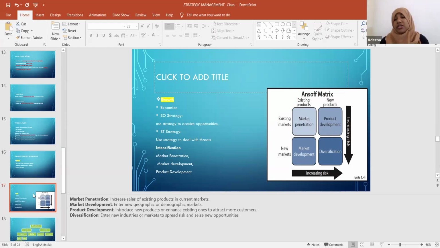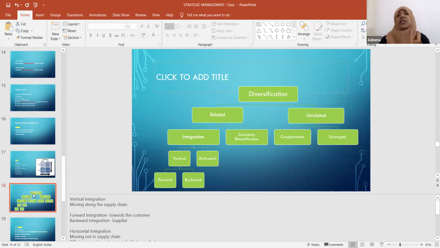And the standalone strategy is diversification. Diversification happens when the organization wants to diversify a new product into a new market, and that could be either related or unrelated. Related diversification could be integration or concentric diversification. And integration has different strategies like vertical integration and horizontal integration.